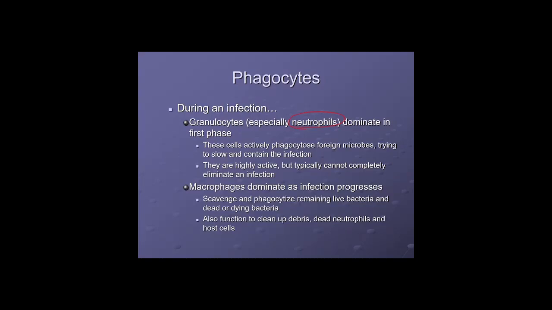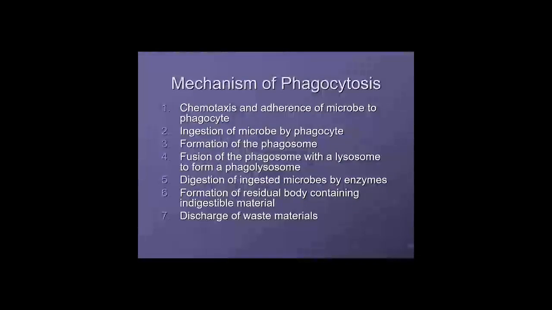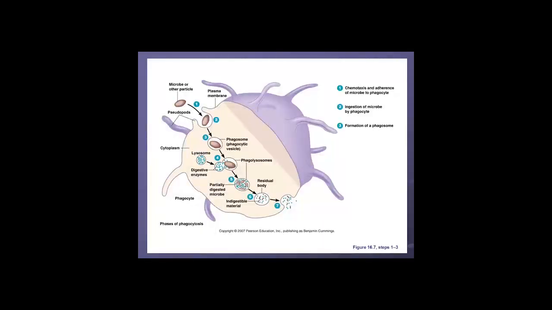Now, whether you are a neutrophil or a macrophage, you do carry out pretty much the same process. The process is called phagocytosis. It's a 7-step process, okay? And yes, I would highly recommend you know these 7 steps for your next exam. Now, I like to go through the 7 steps with an image, which is why I have these guys here.